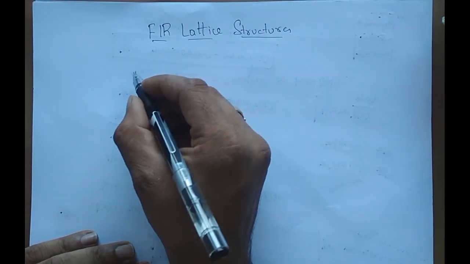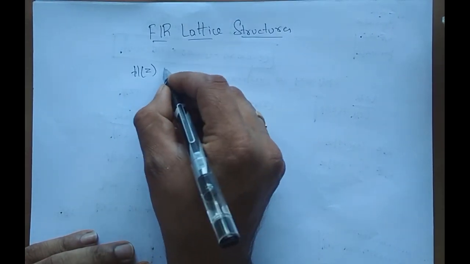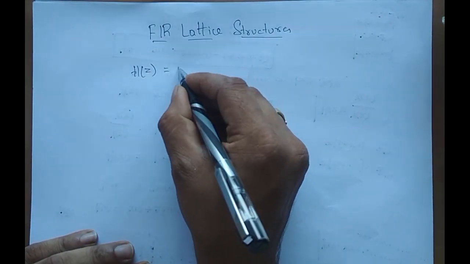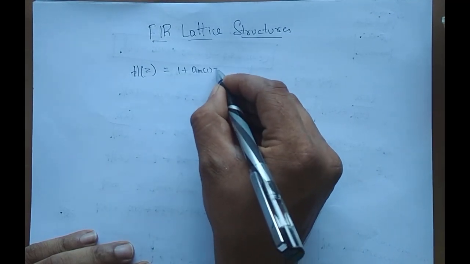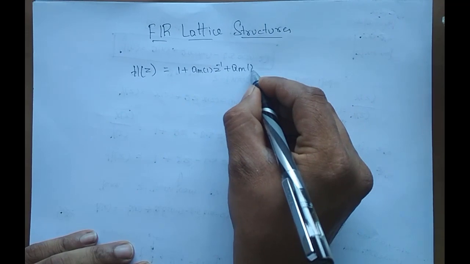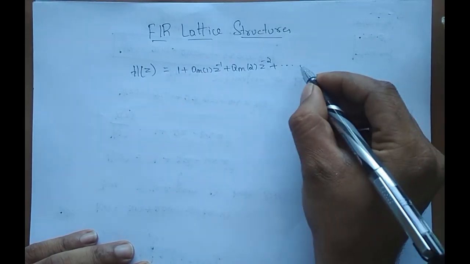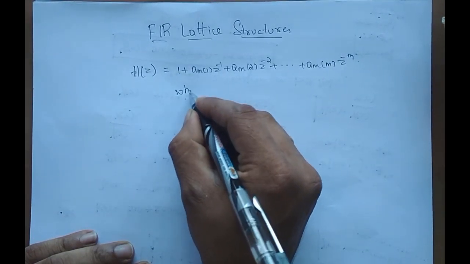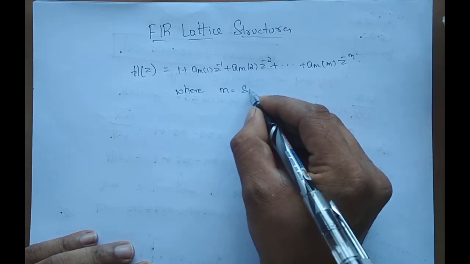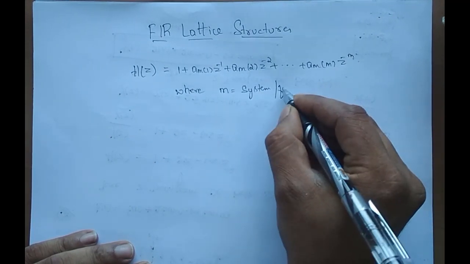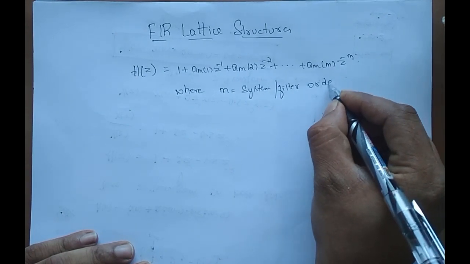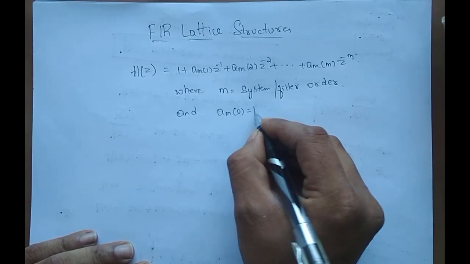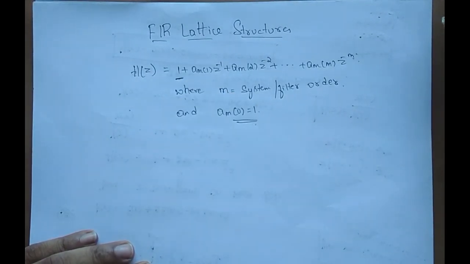As we have discussed, the general form of an FIR filter, the system function of an FIR filter H(z), is represented by 1 plus a_m(1) z^-1 plus a_m(2) z^-2 plus ... plus a_m(M) z^-M. Where M is the system or filter order, and also a_m(0) is always 1. That's why this value is 1.